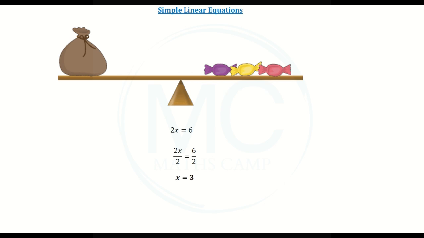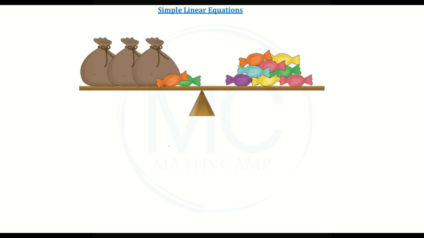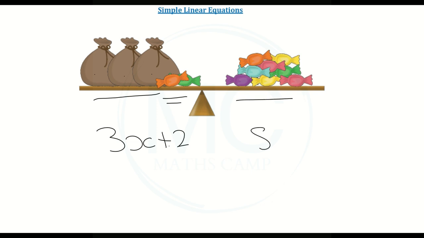Let's look at one more example using the balancing scale. Here we have 3 bags and 2 sweets on the right side, and we have 8 sweets on the other. We want to find out how many sweets are in one bag. So the bag is our unknown variable x. Here we have 3 bags, so we can say 3x. And we have 2 additional sweets, so we say plus 2. On the right-hand side, we have 8 sweets, so we can say 8 over here.